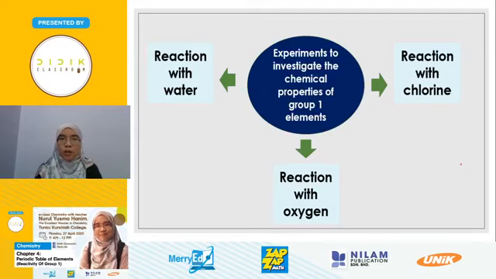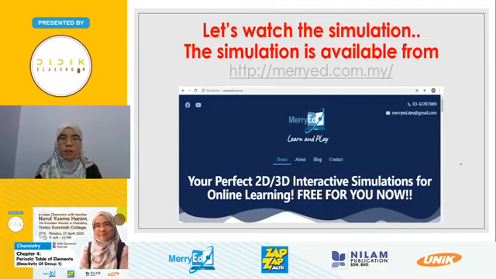So now we're gonna look at the simulation, okay? We're gonna watch the simulations that help you to understand how the reactions of the alkali metal occurs with water, oxygen, and chlorine. And there are 3 metals involved only: lithium, sodium, and potassium. Rubidium and the rest at the bottom are highly reactive, and it is dangerous to carry out in the laboratory.